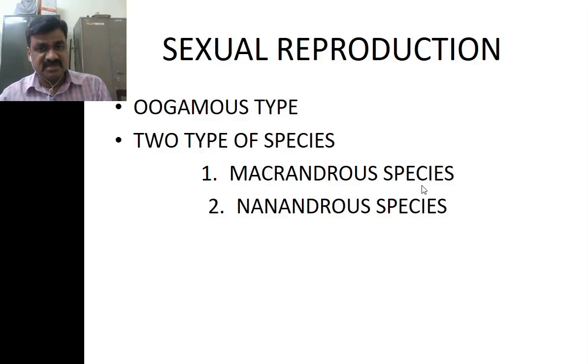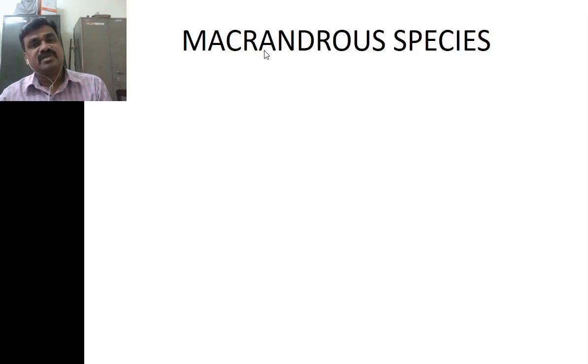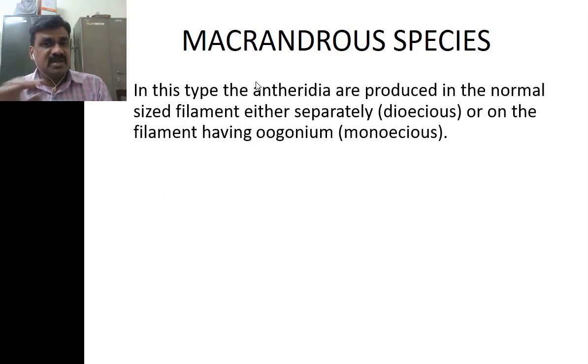Okay, first we will discuss the sexual reproduction in Macrandrous species. So what do you mean by Macrandrous species? In Macrandrous species, the antheridium development takes place on the normal sized filament. The normal sized filament gives rise to antheridium. So those species are called Macrandrous species.